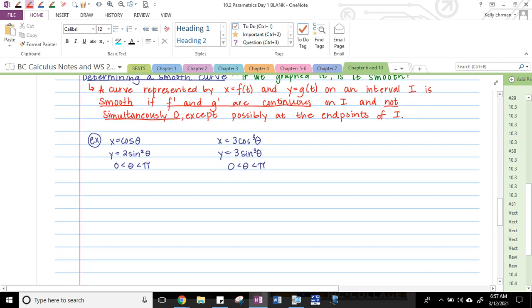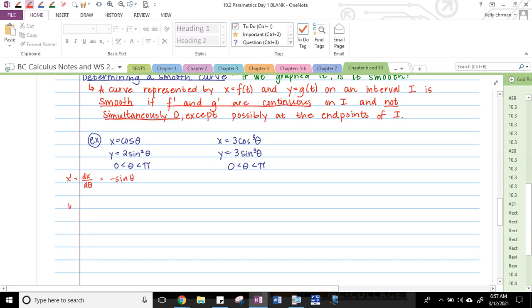All right, so let's take a look. We need f prime and g prime. In this case, we need x prime, or remember, that's going to be dx d theta. Either notation is fine. So what's the derivative of cosine? Negative sine theta.